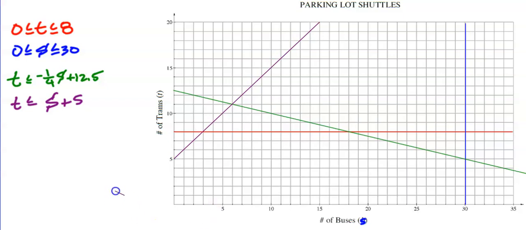There we go. So what we're looking for now is anything that is underneath and between all those lines. The solution to this, our possible answers, our options, meet all constraints at the same time.